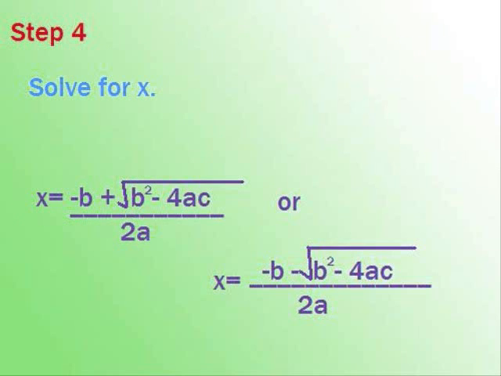x = (-b + √(b² - 4ac))/2a, or x = (-b - √(b² - 4ac))/2a. So, the quadratic formula is x = (-b ± √(b² - 4ac))/2a.